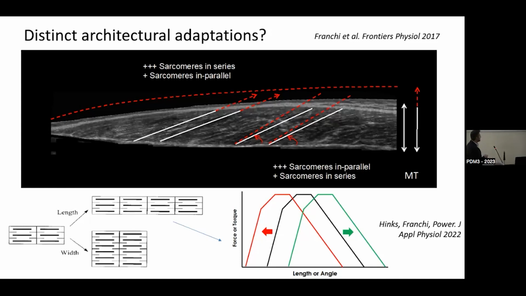And actually, this can impact the force-length relationship, because if we have more, for example, sarcomeres in series addition, this could relate to a rightward shift of the length-tension relationship, and probably also a widening of the plateau for force production.